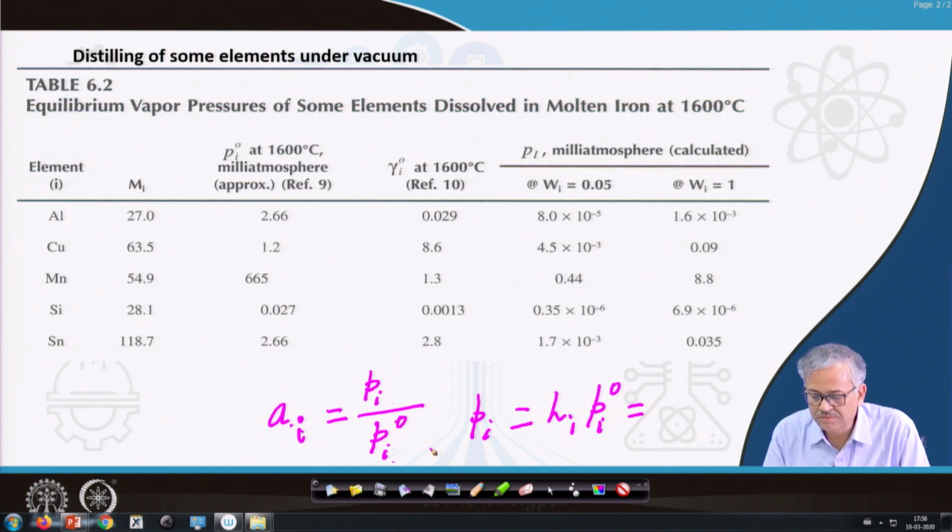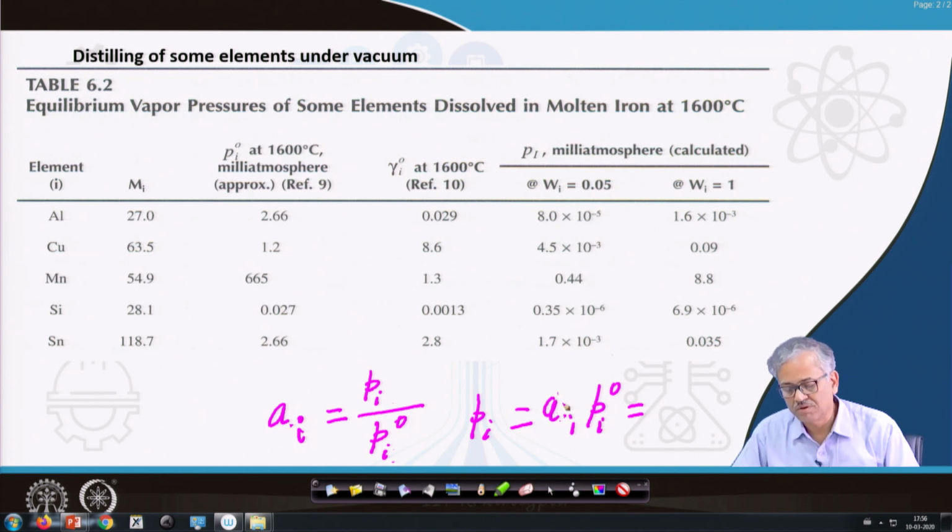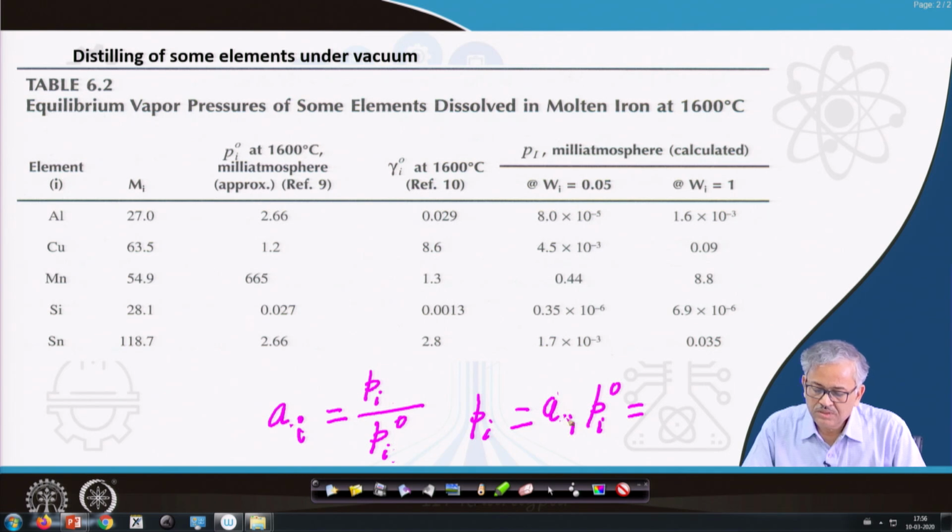So the activity of I is defined by this, and you can write Pi is equal to Ai into Pi naught, that is better. Ai is the activity of the element I with pure solid at the standard state. Then you know Henry's law is valid for very dilute solutions. So in that case I can write it as gamma I naught, the Henryan coefficient, into xi into Pi naught, right.